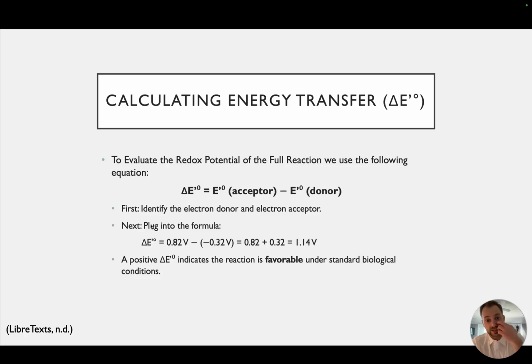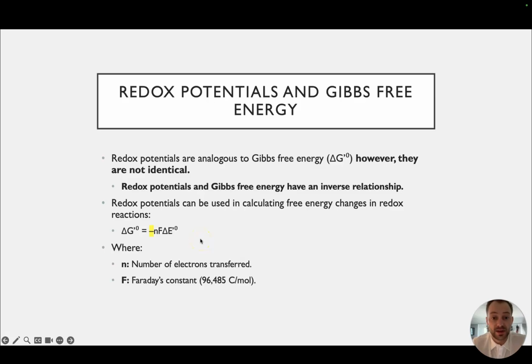We can calculate the difference in these redox potentials using the delta E equation. The change in redox potential between two systems gives us an idea of whether a reaction is favorable or not. So here, we're going to take the acceptor, which is our oxygen being converted into water, and then we're going to take our donor, which is our NADH, which is converted into NAD+. This reaction gives us a net redox potential of 1.14, which indicates that it is a favorable reaction in standard biological conditions.